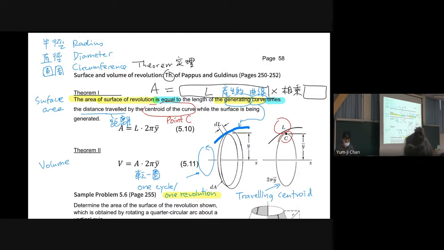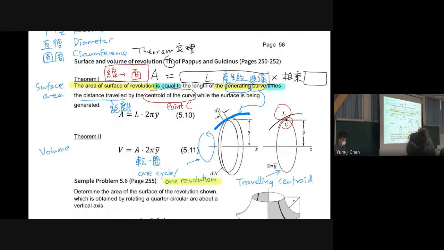Therefore, this theorem 1 gives us a way to translate a line to a surface area, right? And this is theorem 1. Take your time to write them down.